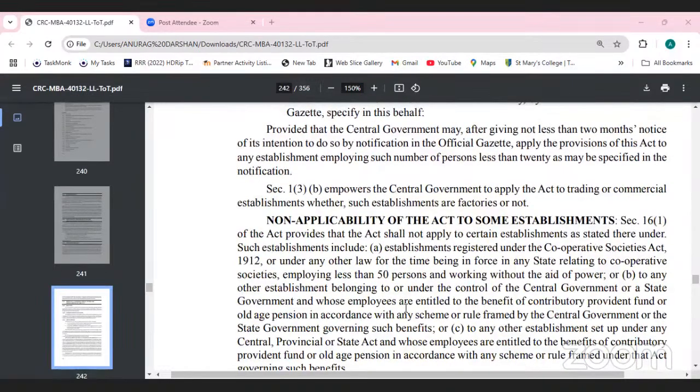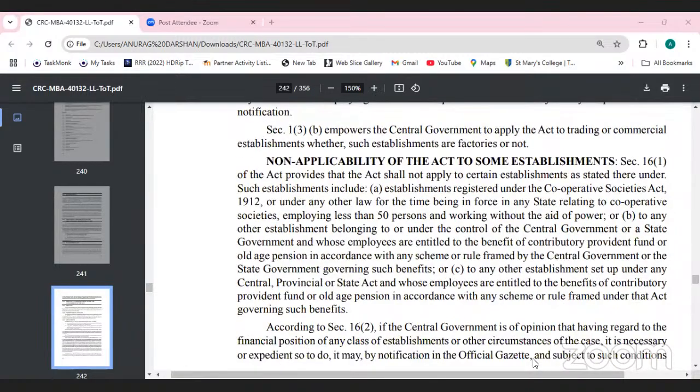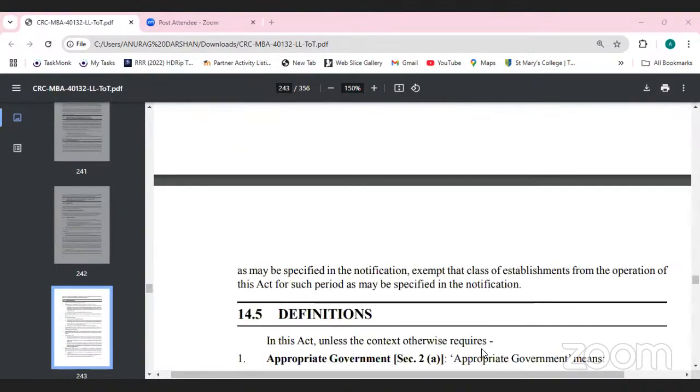Now, the non-applicability. Section 16, subsection 1 of the Act provides that the Act shall not apply to certain establishments. Such establishments include establishments registered under the Cooperative Societies Act 1912 or any other law for the time being in force in the state relating to cooperative societies, employing less than 50 persons and working without the aid of power; any other establishments belonging to or under the control of the central government; and any other establishment set up under any central, provincial or state Act, whose employees are entitled to the benefits of a contributory fund or old age pension. So you cannot cover yourself under the Acts from different states and take multiple benefits. If you are taking the benefit at one place, you are not entitled to take the benefit under other provisions.